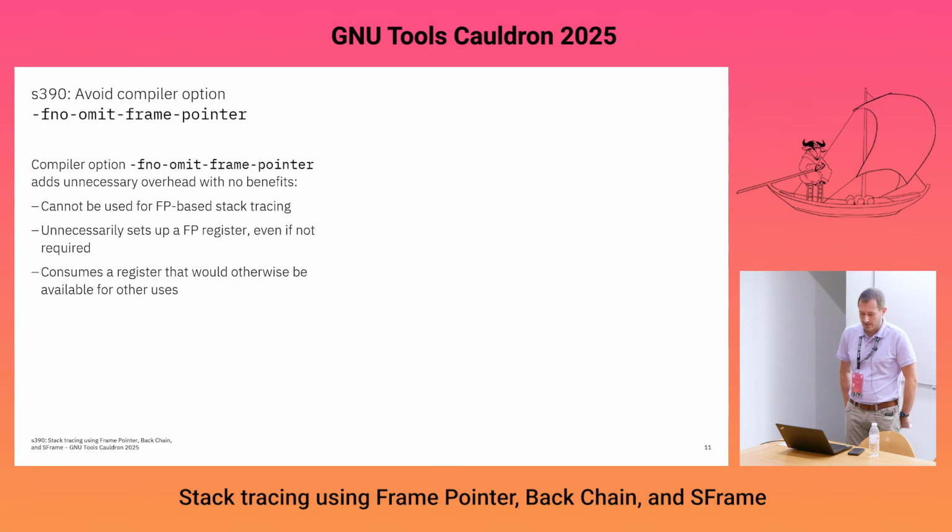And in essence, this means on s390, you should avoid using -fno-omit-frame-pointer because it only adds unnecessary overhead with no benefits. So it can't be used for frame pointer-based stack tracing. It unnecessarily sets up a frame pointer register even if not required. And then it consumes a register that would otherwise be useful for other purposes.